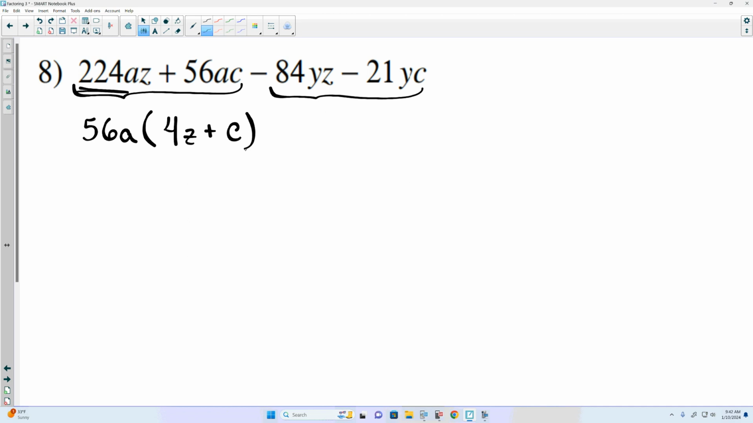Now, it feels like we need to go through the process again with 84 and 21, yes? But the problem is already giving us a hint, because for this to work, what's inside this parentheses has to be what? 4z plus c. Because the only way we can factor this out is if the other set of parentheses is 4z plus c, yes?